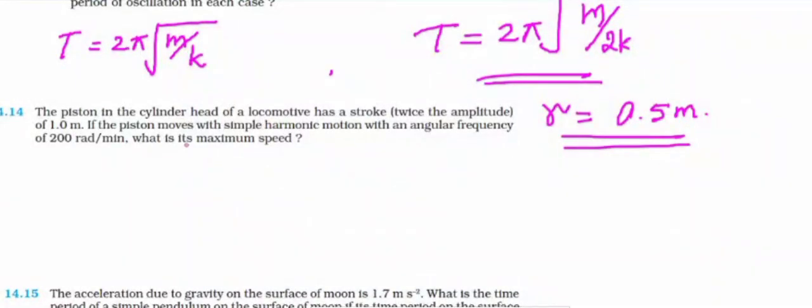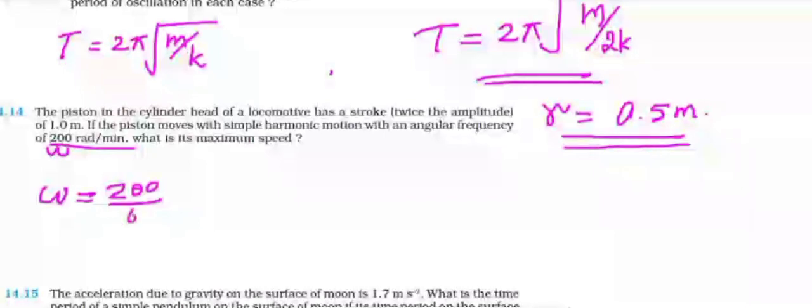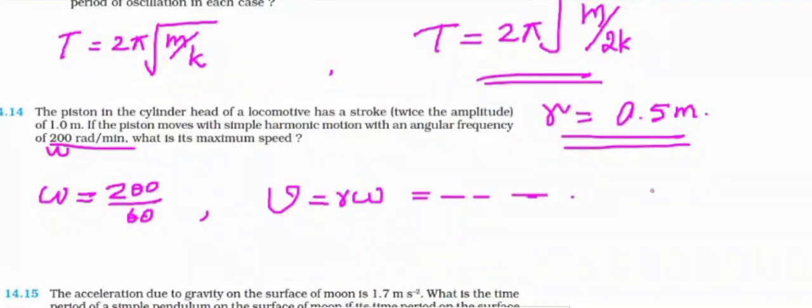If the piston moves with simple harmonic motion with an angular frequency omega of 200 radian per minute, what is the maximum speed? Here you have to convert radian per minute to radian per second: 200 divided by 60 radian per second. Only the maximum speed is asked. The formula is v is equal to r omega. R is given, omega is given, so the speed can be calculated.